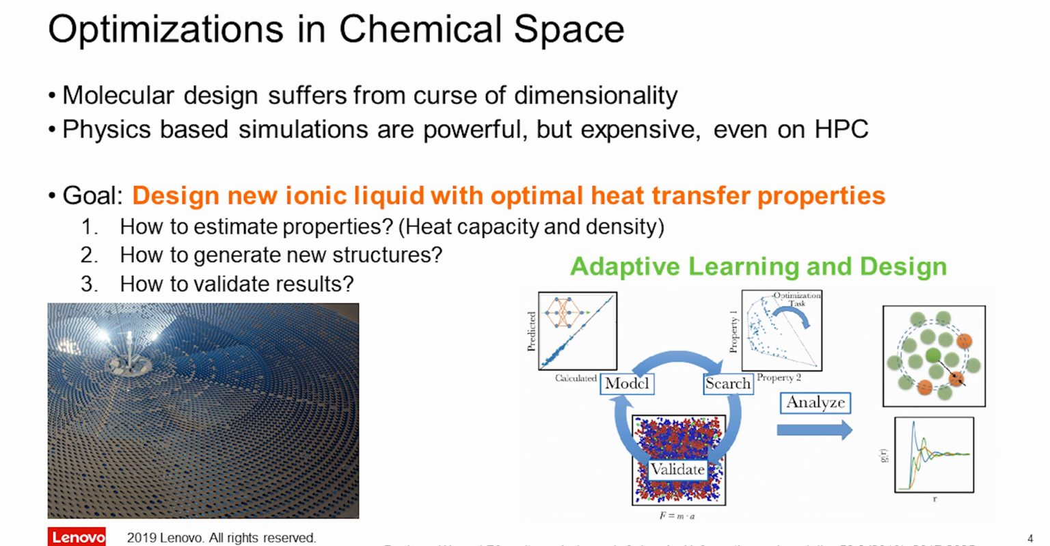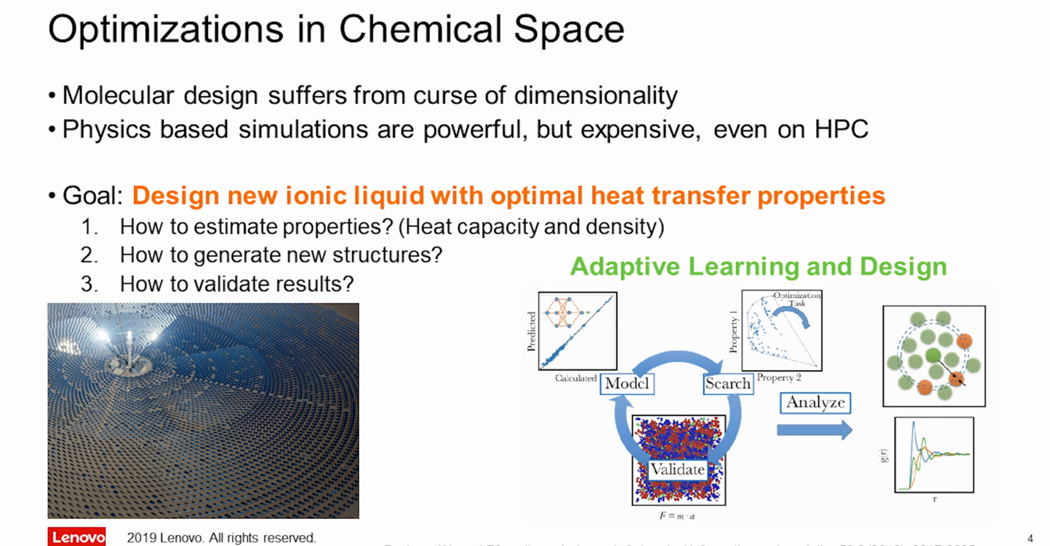In order to do that, we need to tackle three challenges. One is, how do we estimate properties given a chemical structure? How do we generate new structures based on that? And finally, how do we validate the properties we're getting out to make sure that this isn't some sort of extrapolation error? The protocol that Wes came up with is called adaptive learning and design.